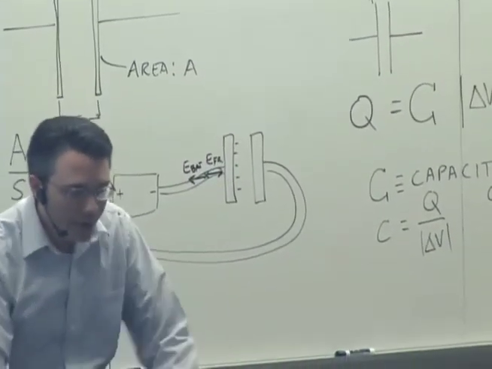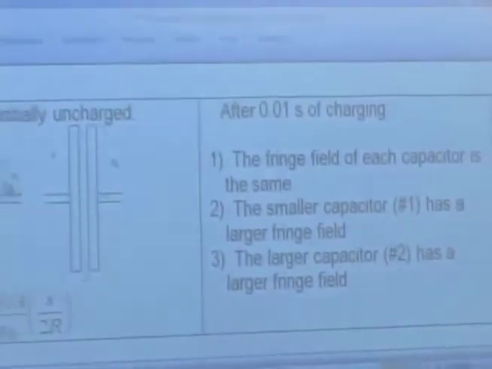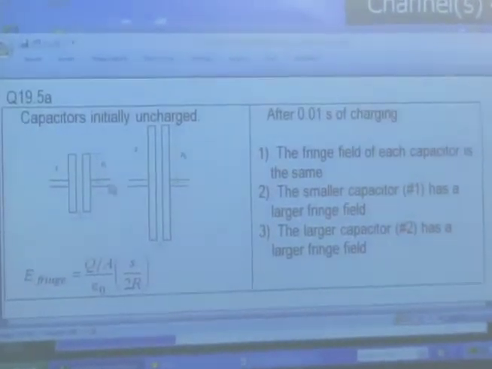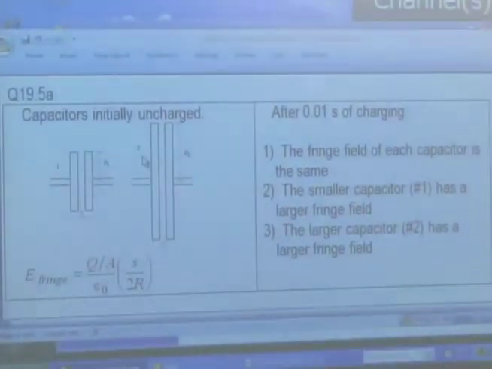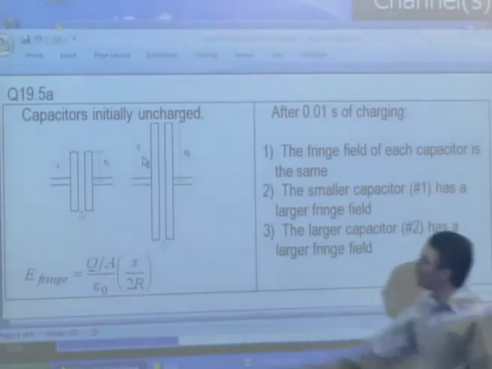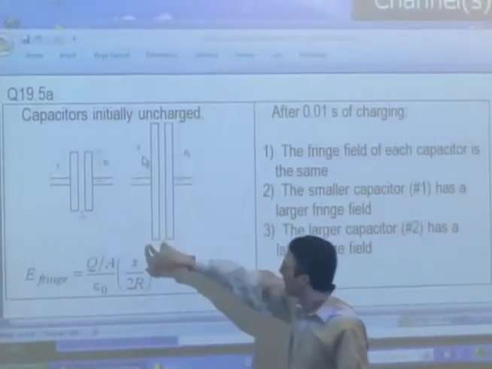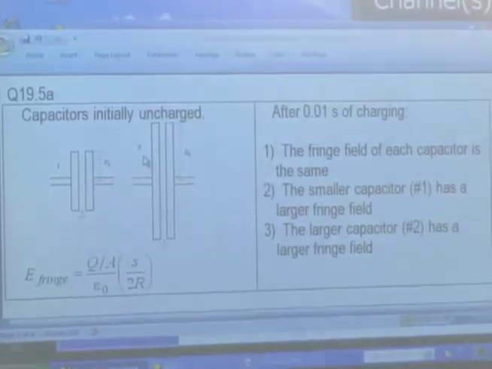Okay, so let's think about two capacitors that are initially uncharged. The only difference between the two is that one has larger plates than the other. Capacitor number 2 has a large plate, and capacitor number 1 has a small plate. They both have the same distance between the plates.